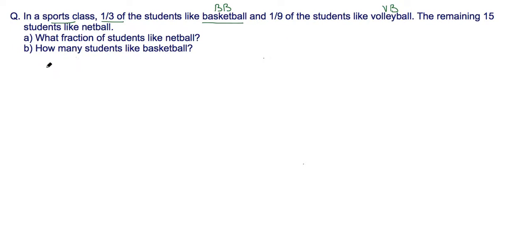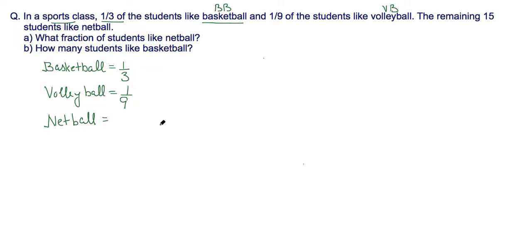Now, the first thing we should do is write down what information we have. Basketball: how many students like it? It's 1/3. How about volleyball? Volleyball is liked by quite fewer. Only 1/9 of the class likes it. And then the remaining class likes netball, which we don't know in terms of fraction, but we do know that there are 15 students who like netball.